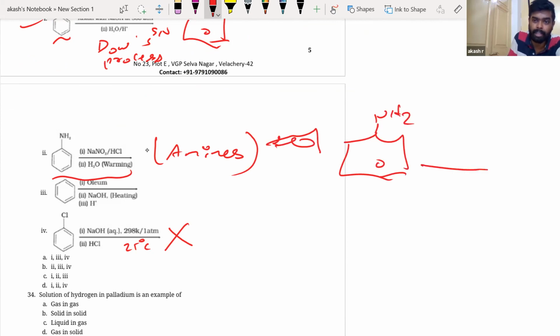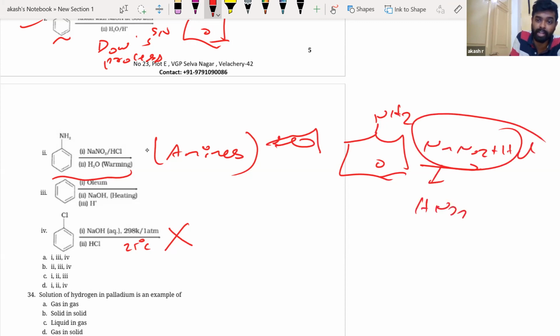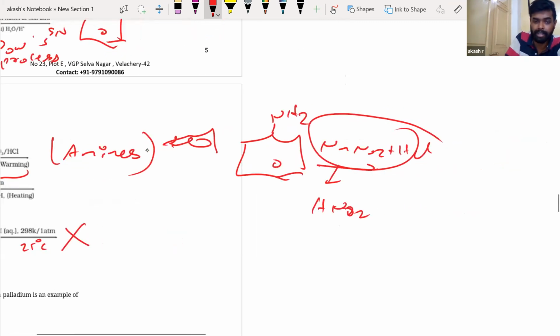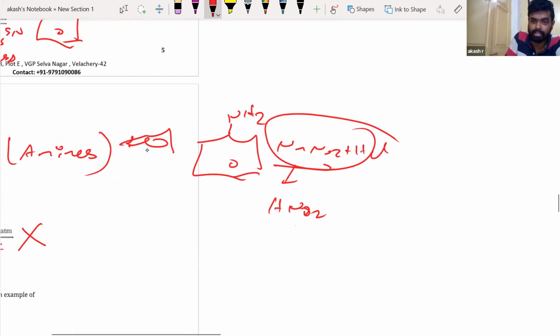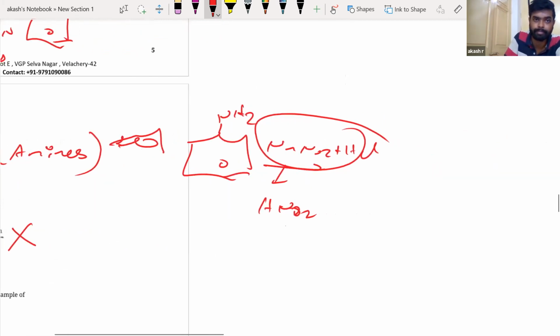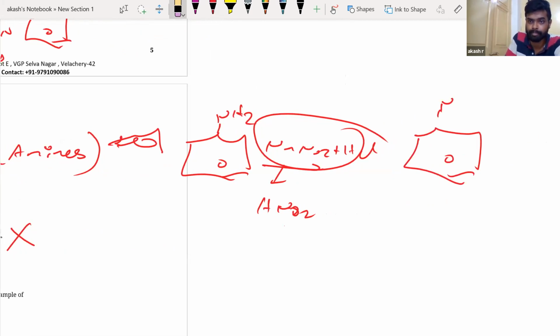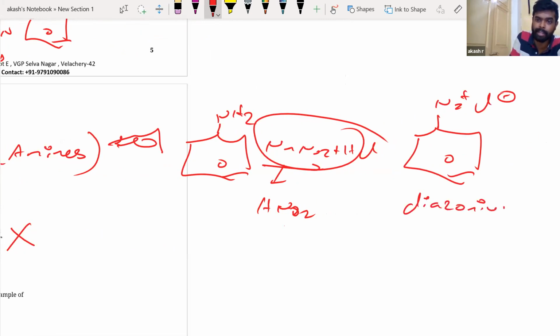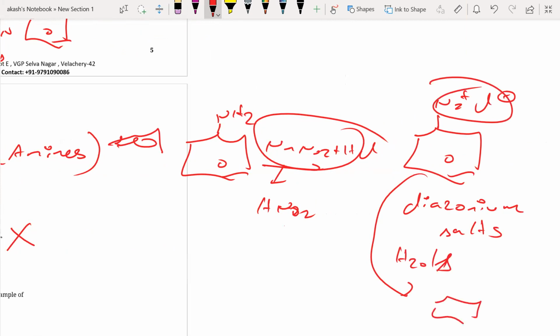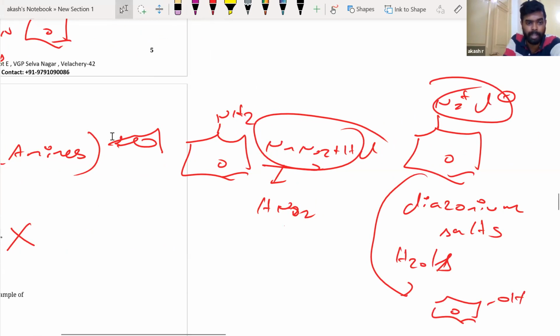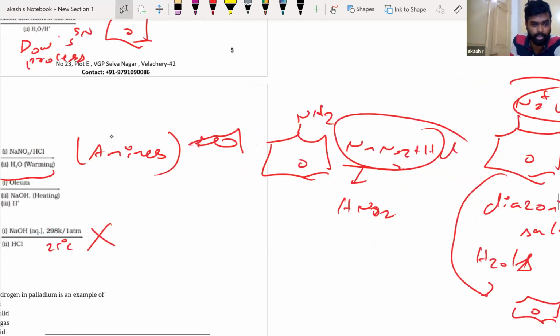If I have an amine and I go for NaNO2 plus HCl, this is going to form HNO2, nitrous acid. Now this nitrous acid will convert aniline into this kind of structure, N2 plus Cl minus. These kinds of structures are called diazonium salts. Now these diazonium salts, if you just add water and warm them, this entire thing gets hydrolyzed to form phenol, OH. So the most probable answer, as you said, would be C, 1, 2, and 3, because this one I know is definitely not going to form.